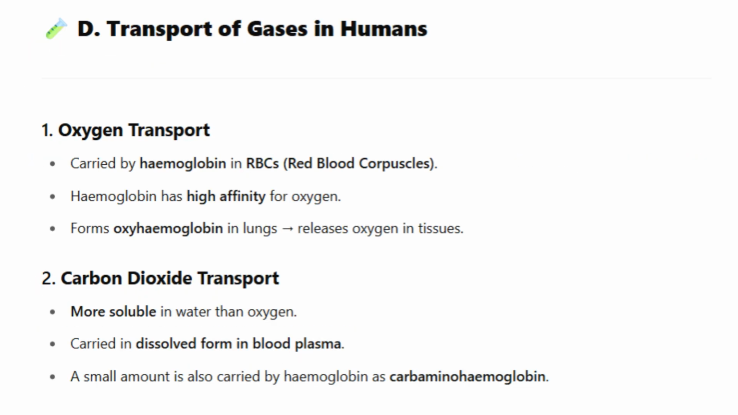D. Transport of gases in humans. 1. Oxygen transport. Oxygen is carried by hemoglobin in RBCs, red blood corpuscles. Hemoglobin has high affinity for oxygen. It forms oxyhemoglobin in the lungs and releases oxygen in tissues. 2. Carbon dioxide transport. It is more soluble in water than oxygen, and is carried in dissolved form in blood plasma. A small amount is also carried by hemoglobin as carbaminohemoglobin.